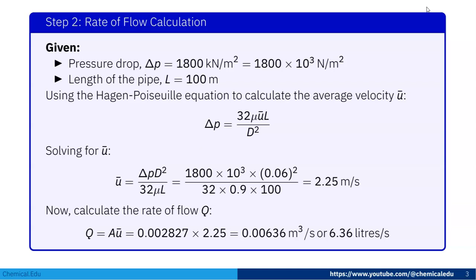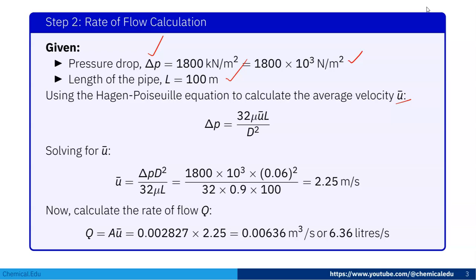Now first, rate of flow calculation. So pressure drop is given. Pressure drop is 1800 kilonewton per meter square, that is nothing but 1800 into 10 to the power 3 Newton per meter square. Length of the pipe is given, that the length is 100 meter. Now using Hagen-Poiseuille's equation to calculate the average velocity U bar.